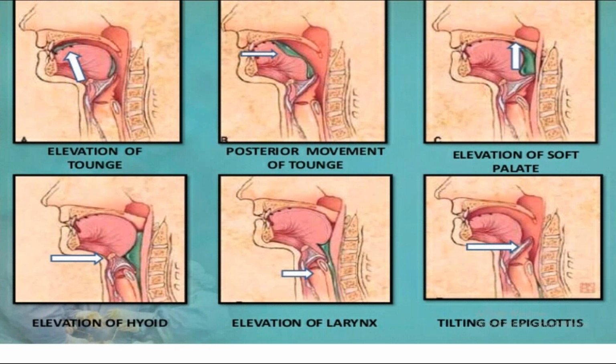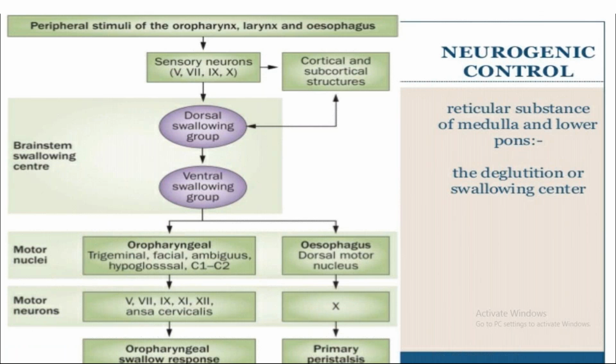Initially there will be elevation and posterior movement of the tongue, followed by elevation of the soft palate and elevation of the hyoid, and then elevation of the larynx and tilting and closure of the epiglottis, which prevents food from entering the airway. So this is the basic mechanism in the neurological structure which helps in the swallowing process.